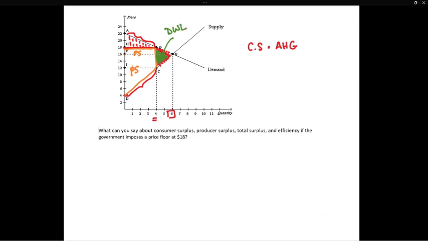And let's now add our producer surplus, and that is the area H, G, C, D, and the deadweight loss is G, B, C area.